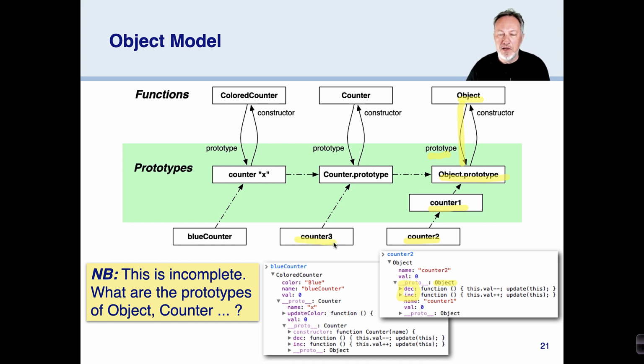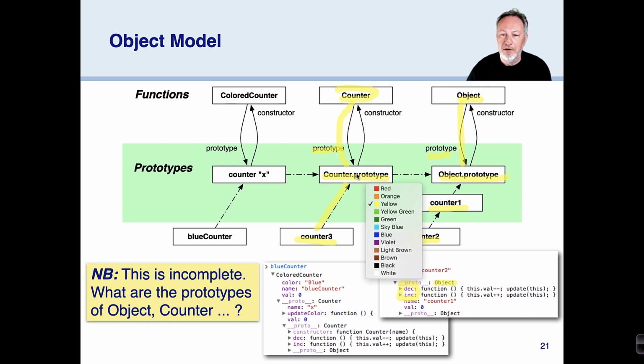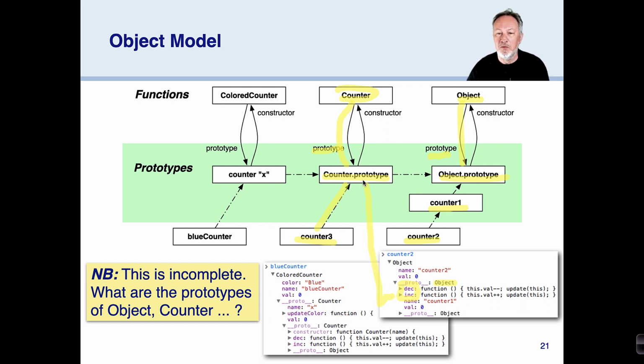We had counter 3, which was created with the counter constructor. Every constructor knows what prototype it should give to its instances, and in this case the prototype that it gives to counters, so counter 3 that gets created, is Counter.prototype. We explicitly copied in here the methods from counter 1. So we stole them and copied them here, so they'll be shared. So we find them here, not over there, because counter 1 is not in our prototype chain.